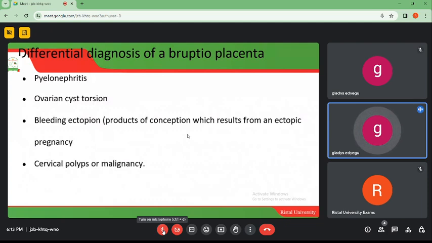Then pyelonephritis can also be one of them. Ovarian cyst torsions, bleeding ectopic. Those are products of conception which results from an ectopic pregnancy. And also we can have cervical polyps or malignancies. And the other time we talked about cervical cancers, and they can also be bleeding, and you may think it's from inside and it is within the cervix.